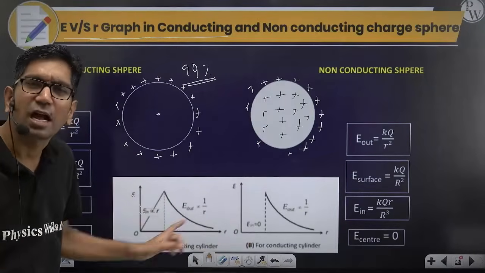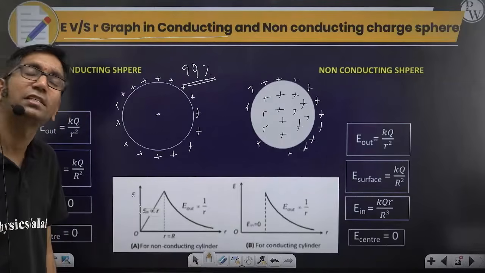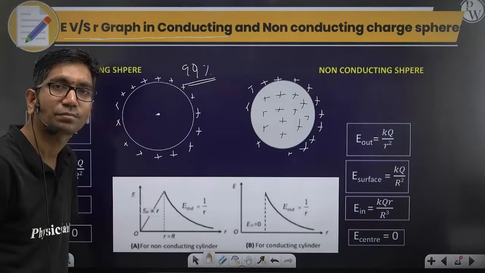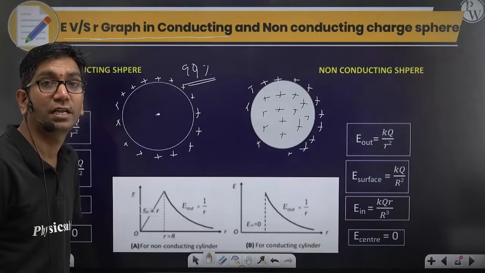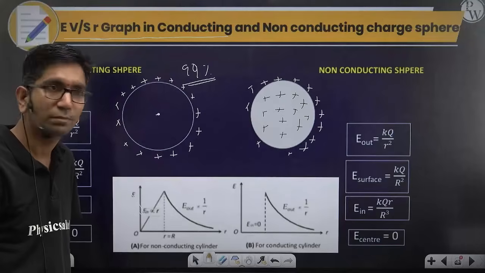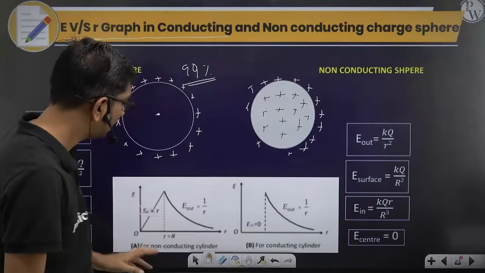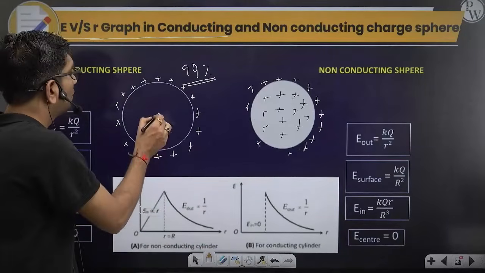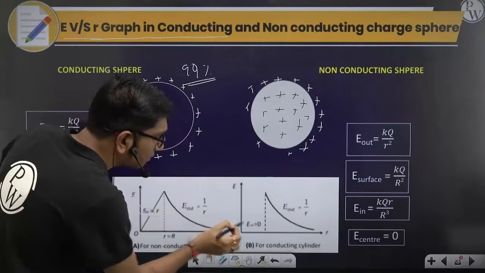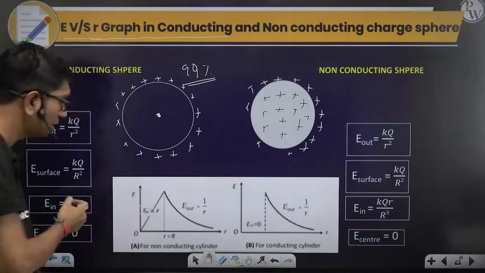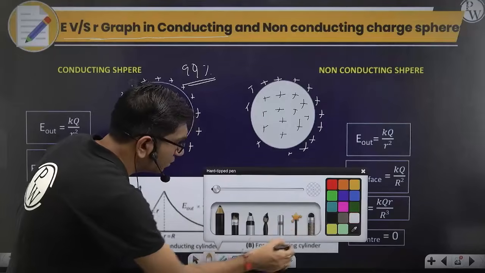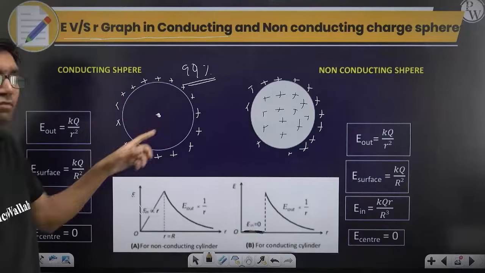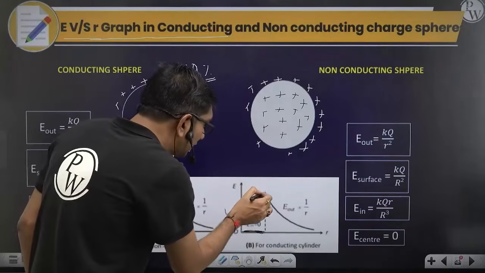See here, beta. The graphs are applicable for conducting and non-conducting cylinder also. For conducting cylinder and non-conducting sphere also, the same graph you will get. See here, at center electric field intensity is 0, inside it is also 0, na? So there is no electric field intensity here. On the surface we have some value, so like this you will get.